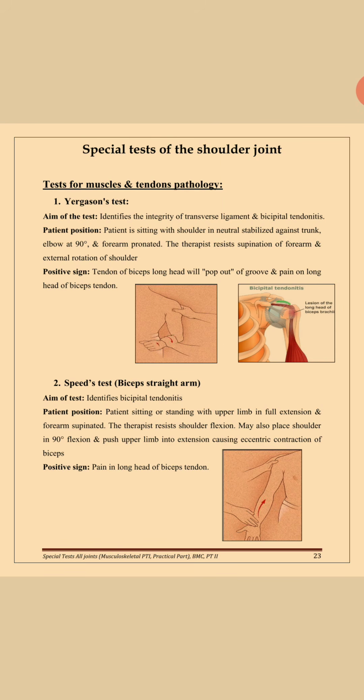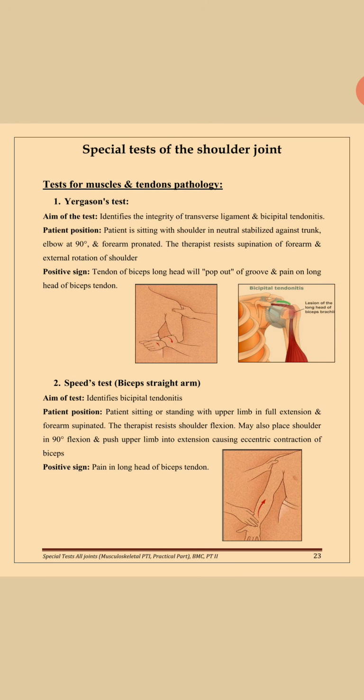Yergason's test. Aim of the test: identifies the integrity of the transverse ligament and bicipital tendinitis. Patient position: patient is sitting with shoulder in neutral stabilized against trunk, elbow at 90 degrees and forearm pronated. The therapist resists supination of the forearm and external rotation of the shoulder. Positive sign: tendon of biceps long head will pop out of groove and pain on long head of biceps tendon.